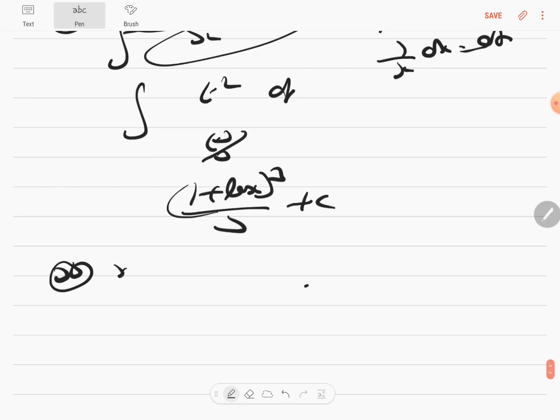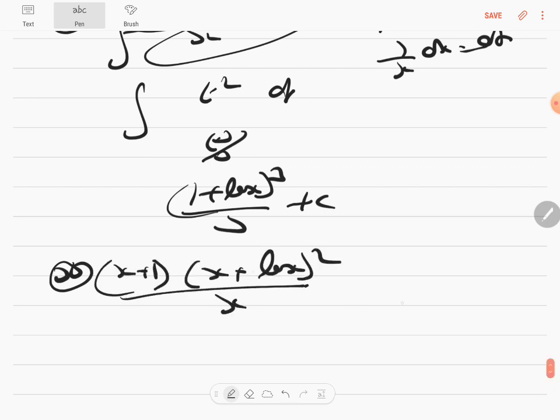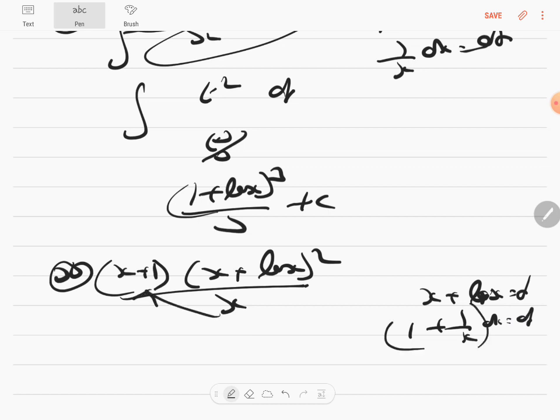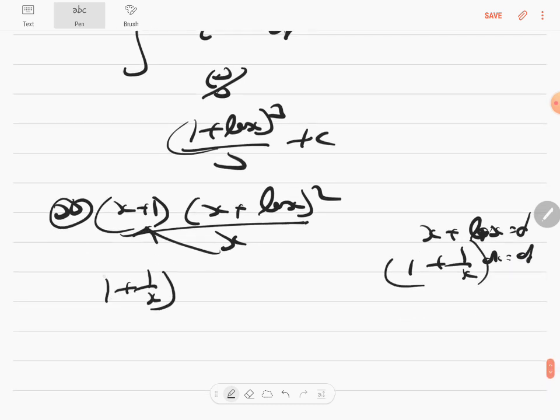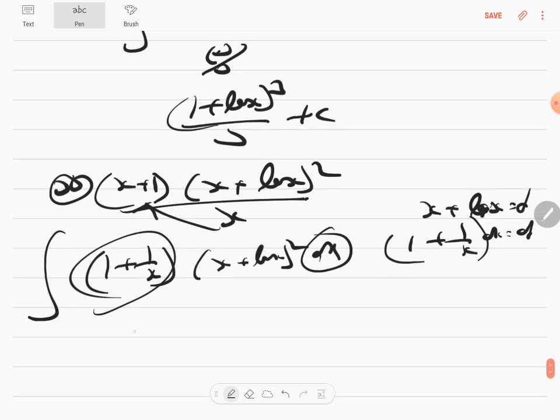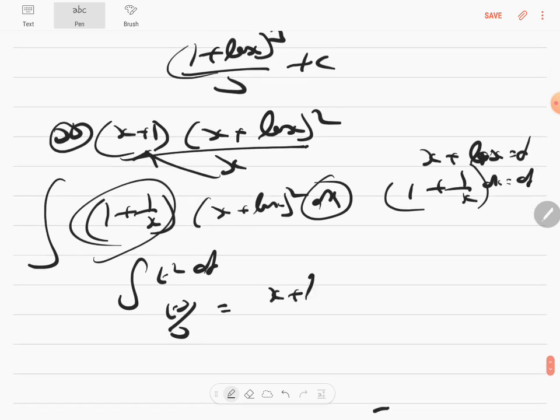36th question. X plus 1 into x plus log x the whole square by x. X plus log x itself as t. 1 plus 1 by x into dx will become dt. Did you notice that if you take this x here, it's nothing but 1 plus 1 by x. Yeah, we split it up. So it's x plus log x the whole square into dx. Can you see this itself became dt? So then it's t square into dt, which is t cube by 3, which is x plus log x the whole cube by 3 plus c.